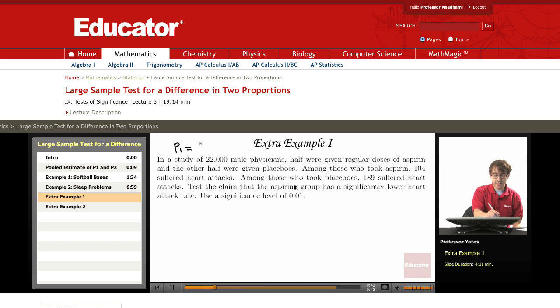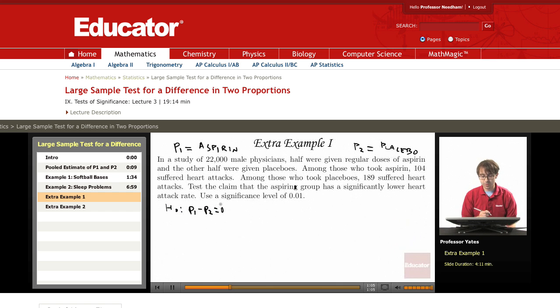Let's make P1 be the proportion of people experiencing heart attacks using aspirin. And let's define that second proportion as the proportion of people who take the placebo who actually have a heart attack. So as always, let's assume there's no difference between the two, so P1 minus P2 is equal to 0. If I am assuming that the aspirin group has a significantly lower heart attack rate, then P1 minus P2 should be less than 0. Right? That proportion P1 should be a lot smaller than P2.